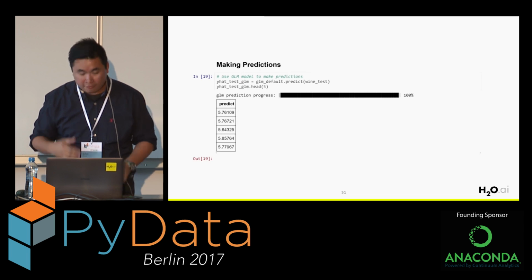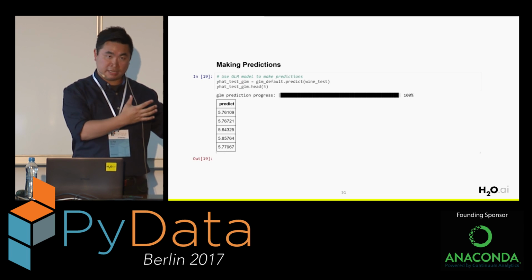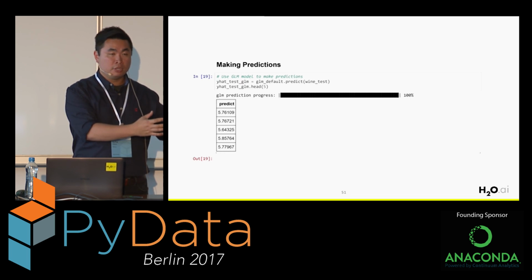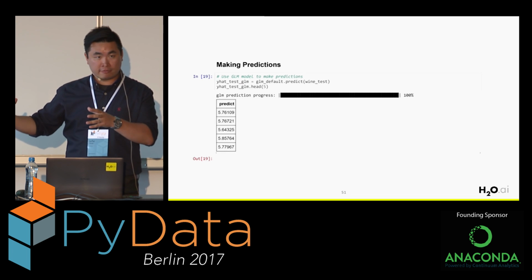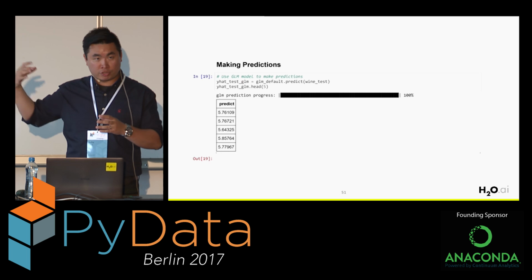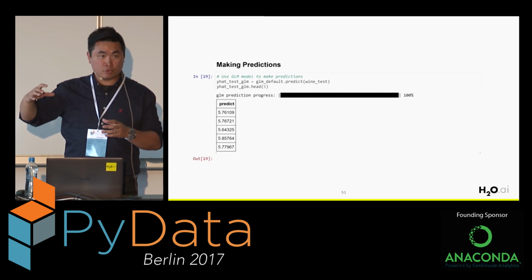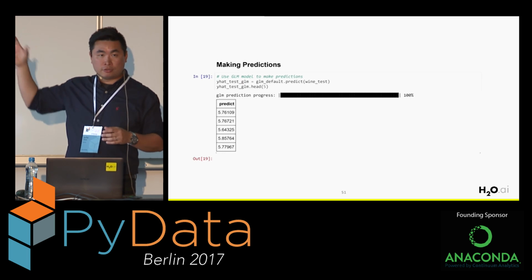Okay, and the final steps. So once you have the model, what you want to do with the model is mainly about prediction. So you can now use a model to make predictions. This is only using the same test data frame, but imagine this is like the future data set. So in your pipeline, when new data comes into the system, you can convert that into the H2O data frame, and then use this function to make some predictions.